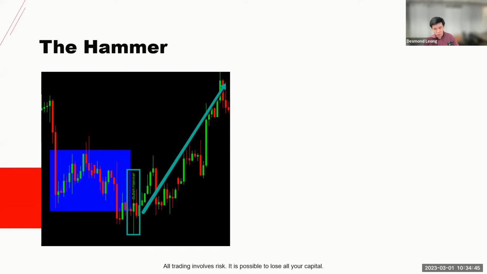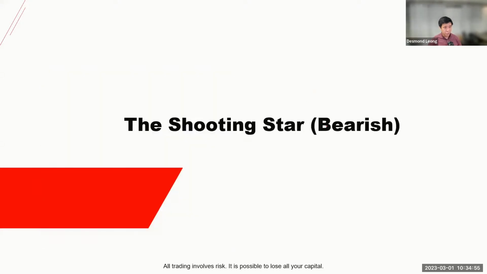So you can see if you know how to do a bullish hammer properly, you have a nice little lead up to it, bullish hammer, and bam, you can see prices go all the way up. Okay. The opposite is true for a shooting star. So shooting star, I specifically mentioned is bearish.